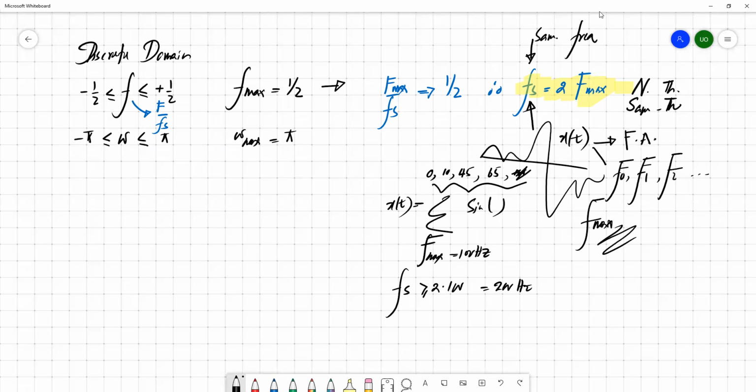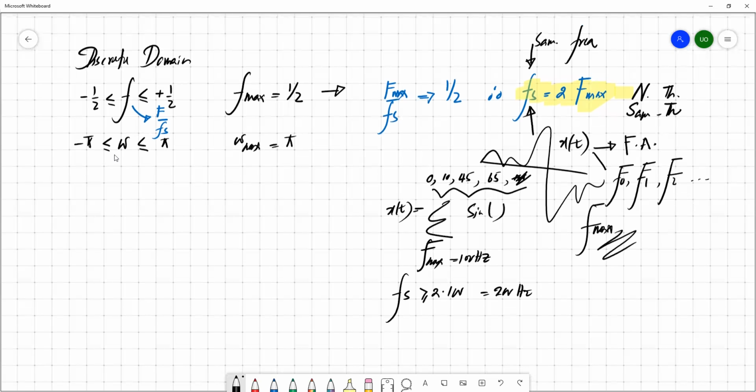Okay, so did I explain this time aliasing before? Did I explain aliasing effects? No? Okay.